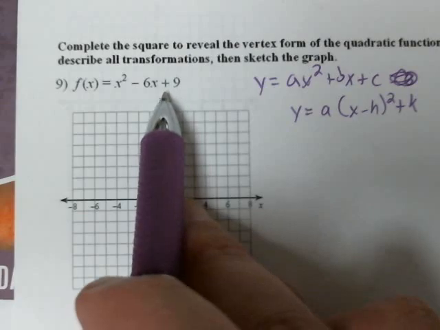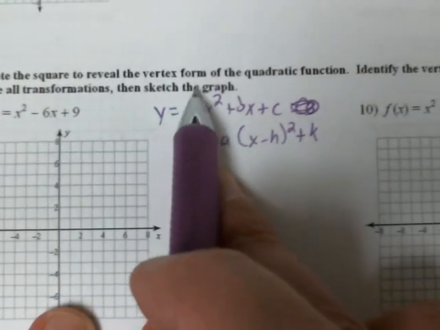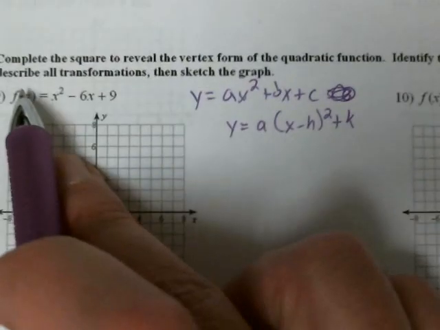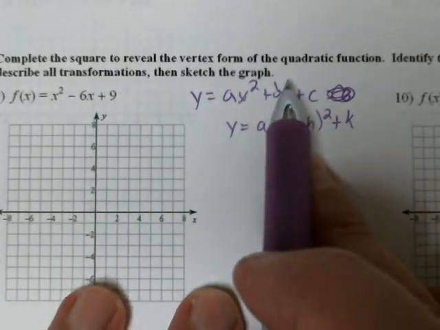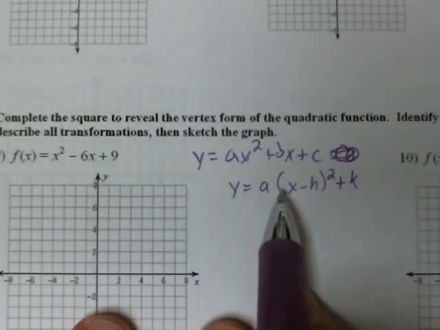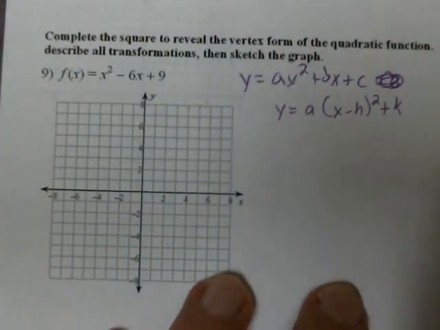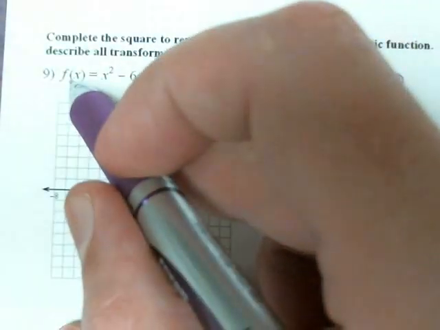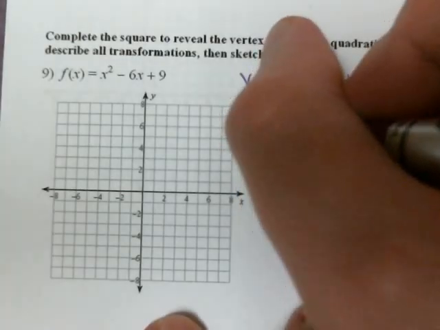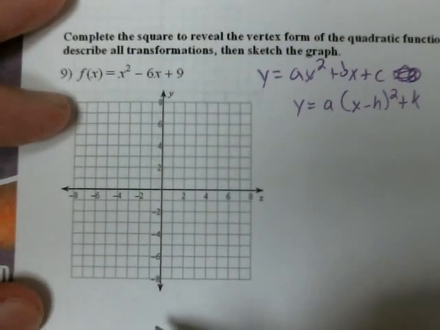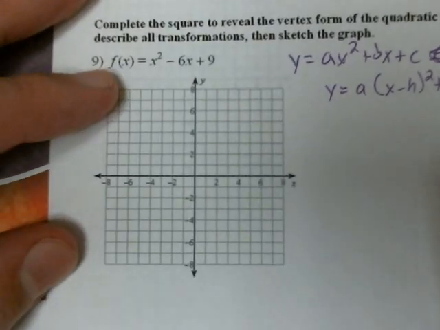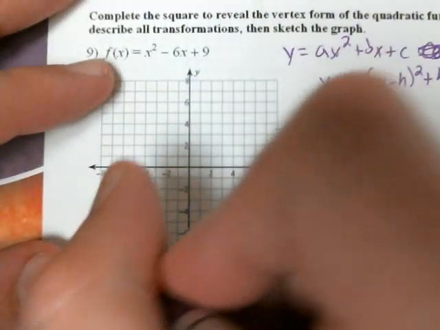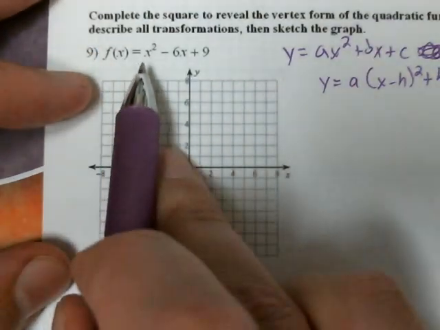I'm going to have to complete the square. It says complete the square to reveal the vertex form of the quadratic, identify the vertex, describe all the transformations, and then graph. So basically, I've got to get it into the vertex form and then do what we just did up here. So stay with me. Here's what's going to happen. I'm going to change this to y. Actually, maybe I should do this down here. I've got a little bit more room. I'm going to have y equals, now I've got to complete the square.